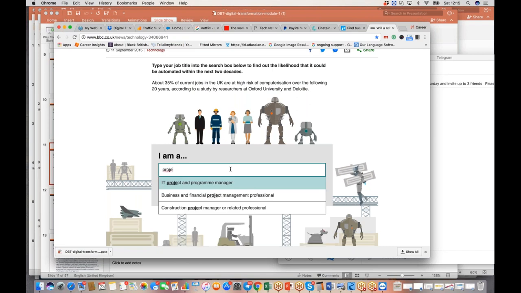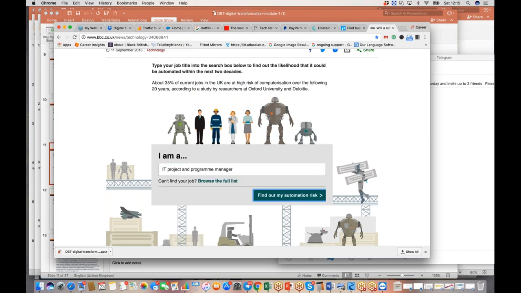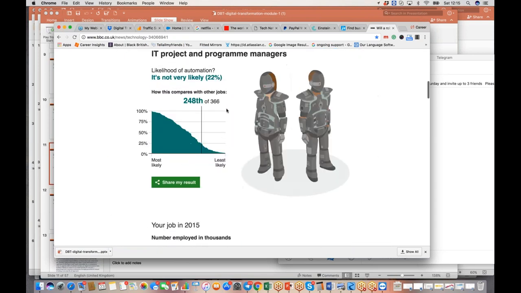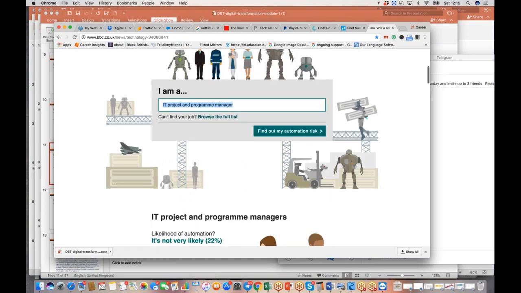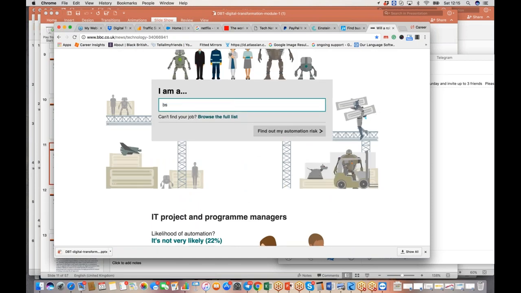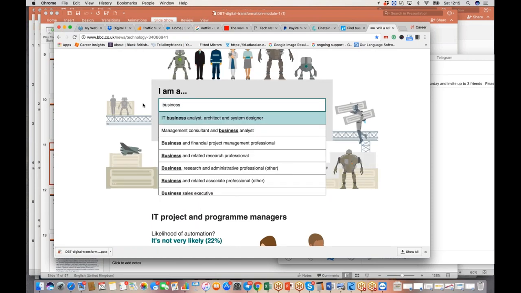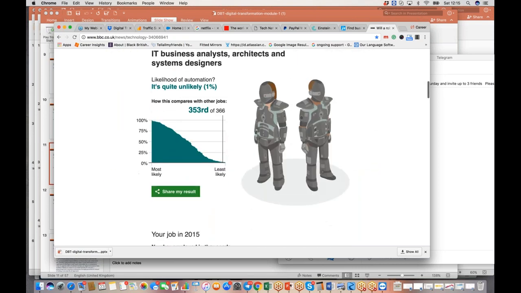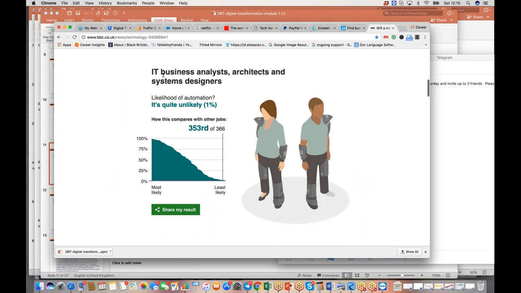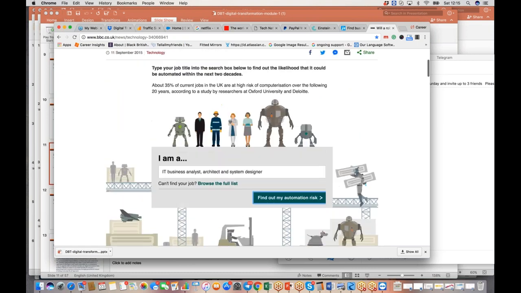Let's type in project manager. IT project manager. 22%, which means that you have to actually build your digital skills. Let's type in business analyst. IT business analyst. 1% chance that your job will be taken. Why? Because obviously you're already digital anyway. So as a result, your job will always be there.